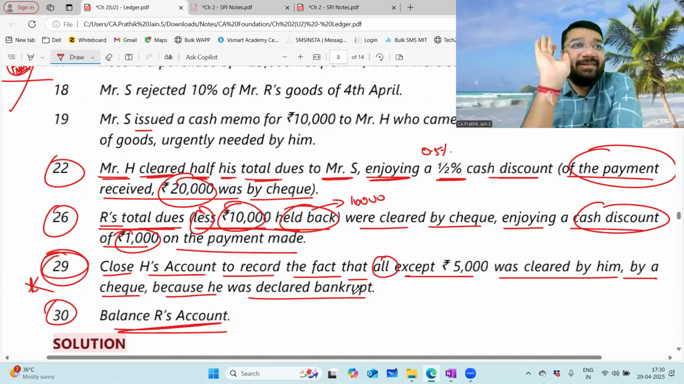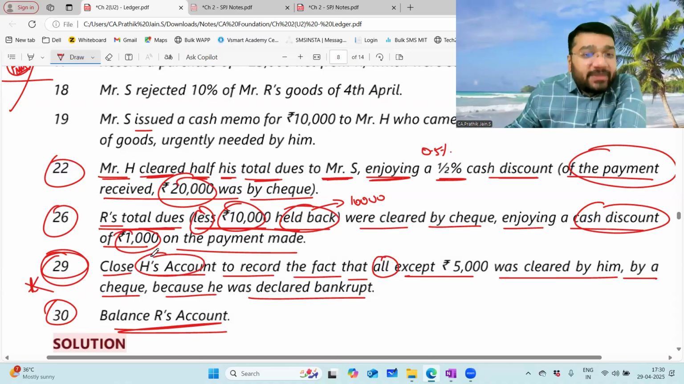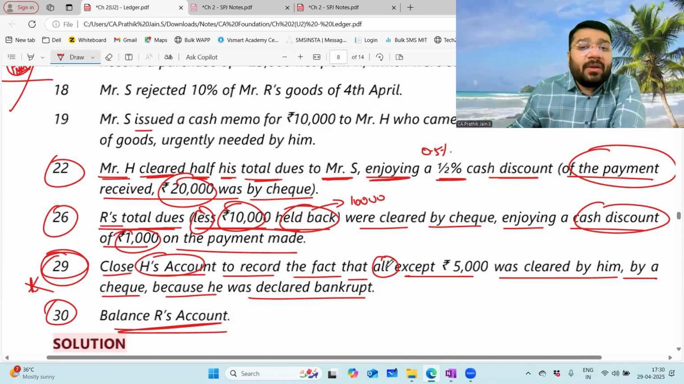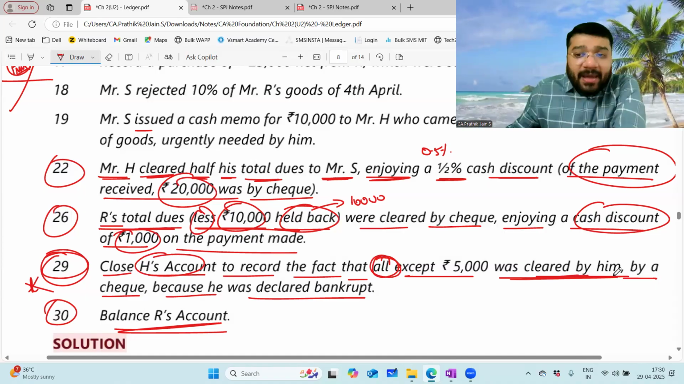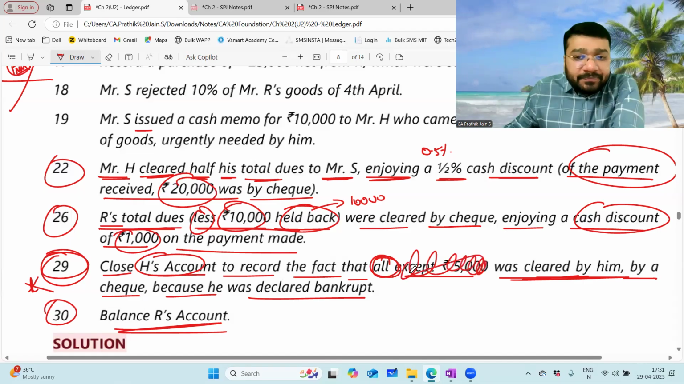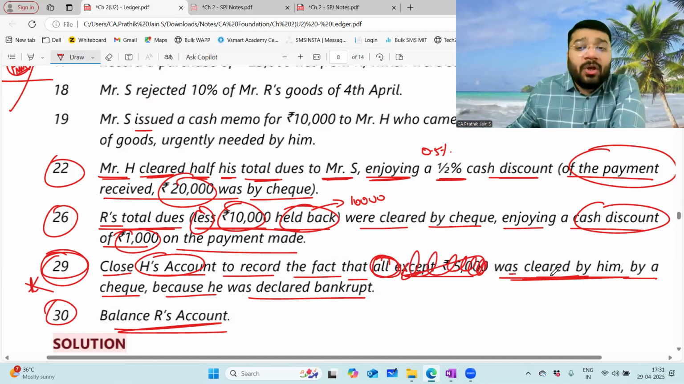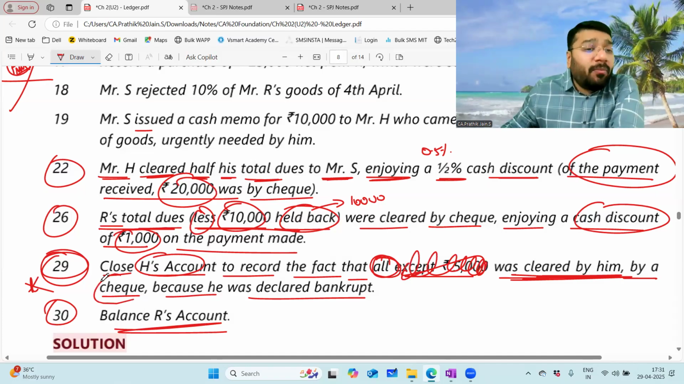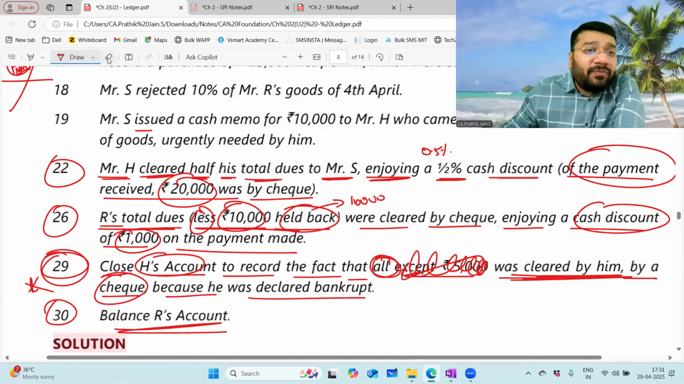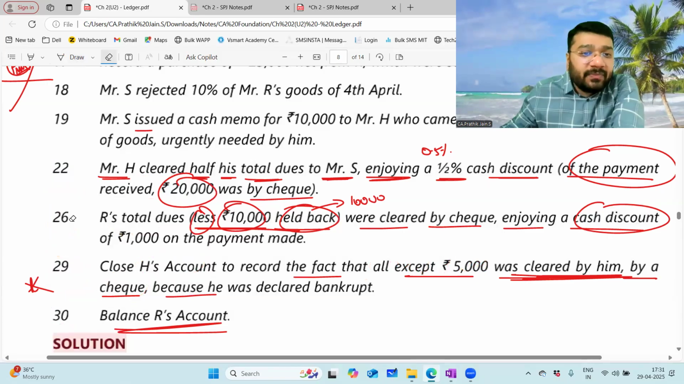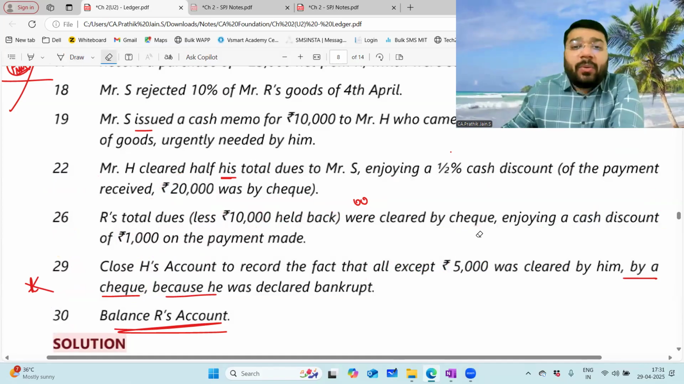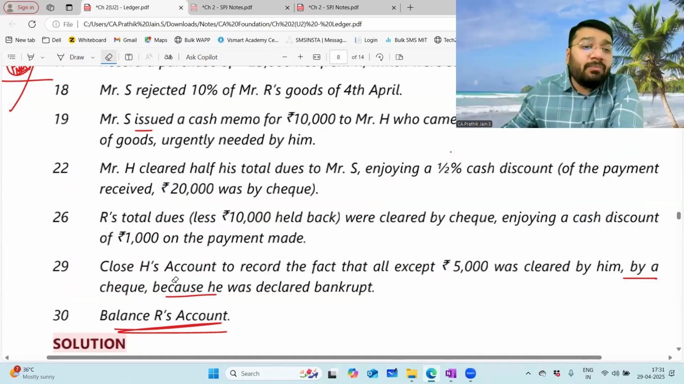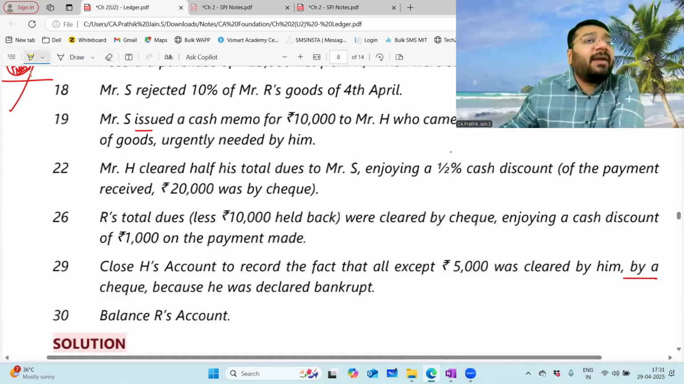Okay. One more time. We have to close H's account. The important point to be noted here is that all the balance due was cleared by him in the form of a check, except 5,000 rupees. Sometimes you need to understand the knack of reading the question, in which way to read it so that it is a more sensible question. That understanding is very important.